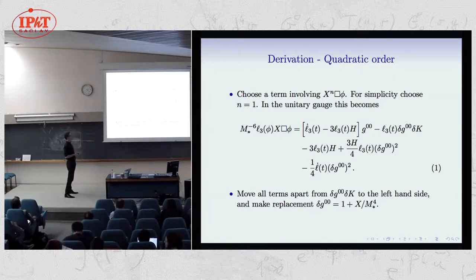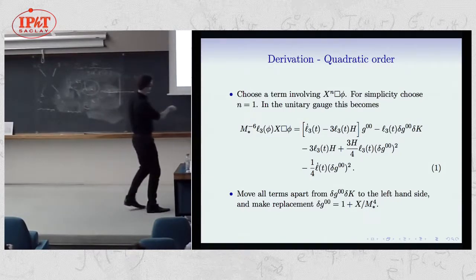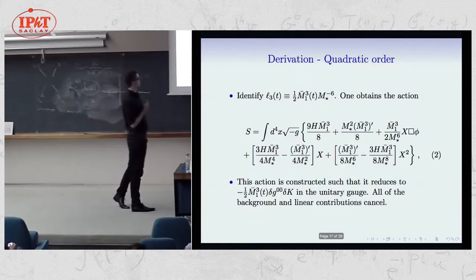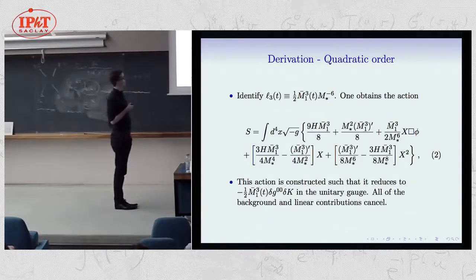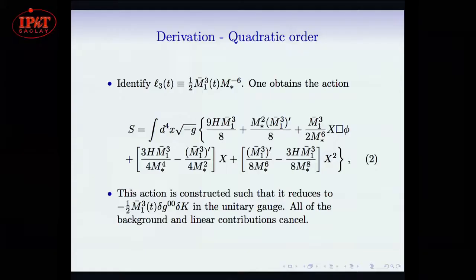Okay. Now, if I take every term apart from this one, and so this one, this one, this one, and this one, and move it to the left-hand side, and then make a substitution of delta G naught to be 1 plus x, and then 1 plus x over m star to the fourth, expand it all out, what you're left with by definition is a theory that looks like this, which, when put back into the unitary gauge, you will only get this term out. It's just by construction. In principle, I guess you could go to higher and higher order. So in terms of your EFT functions, this is what you get.